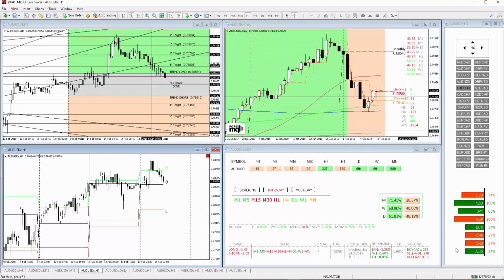So with a 57% long Australian dollar against a 71% short US dollar, should the market come back above 0.7865, we may have a resuming of the bullish tendency. But under the daily opening and below 0.7851, we may have a change of scenario and a continuation to the downside.